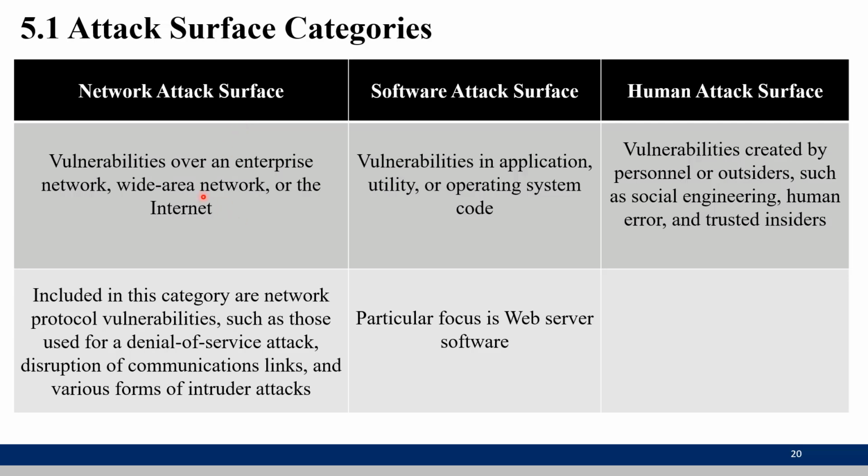You can see here vulnerabilities over an enterprise network, wide area network, or the internet. They give examples in this category: denial of service attack, interception. Today we discussed interception. Also eavesdropping and monitoring. These are all examples of the network attack surface. So there are 3 different attack surface categories: the first is the network attack surface, the second is the software attack surface, and the third is the human attack surface.